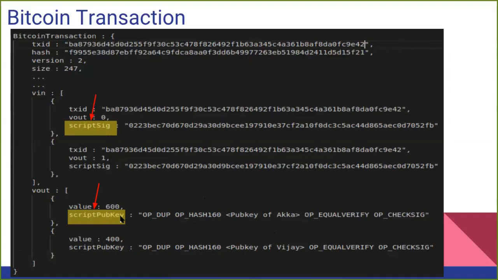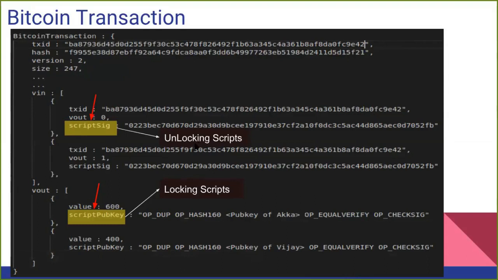So basically, there are two scripts in the Bitcoin transaction. One is called script SIG, another is called script PUBKey. Script SIG is basically the inputs or signature of the person, and the script PUBKey says that this public key should be able to only spend this value. The script SIG is also called unlocking script, and script PUBKey is also called locking script.